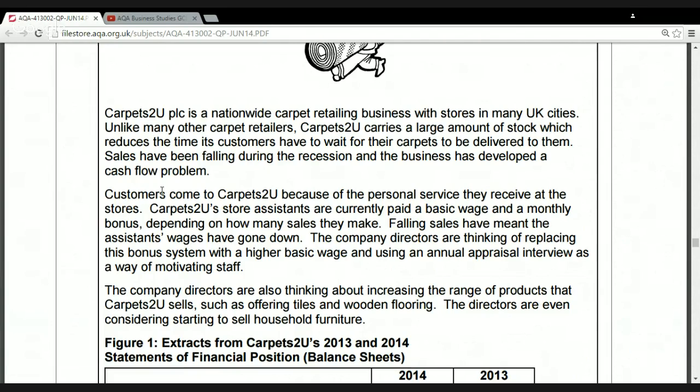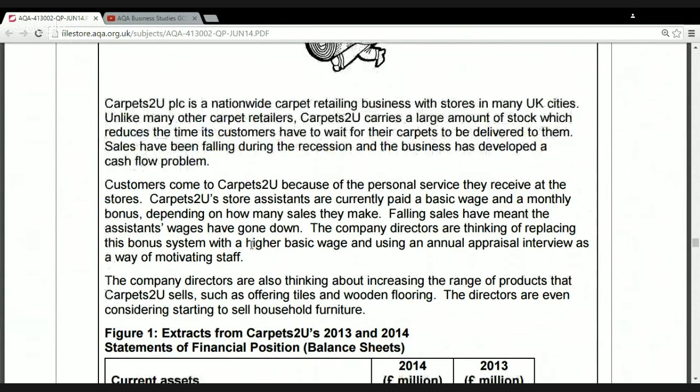Customers come to Carpets to You because of the personal service they receive at the stores. Store assistants are currently paid a basic wage and a monthly bonus, depending on how many sales they make. Falling sales have meant the assistants' wages have gone down. The company directors are thinking of replacing this bonus system with a higher basic wage and using an annual appraisal interview as a way of motivating staff. Directors are also thinking about increasing the range of products that Carpets to You sells, such as offering tiles and wooden flooring. The directors are even considering starting to sell household furniture.